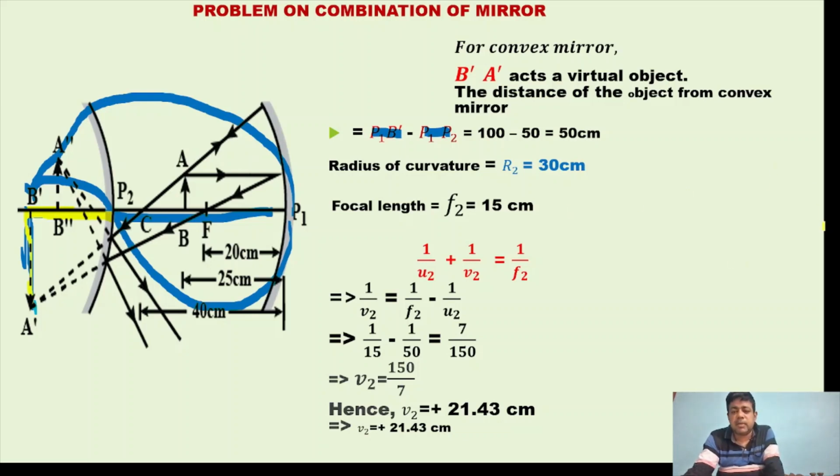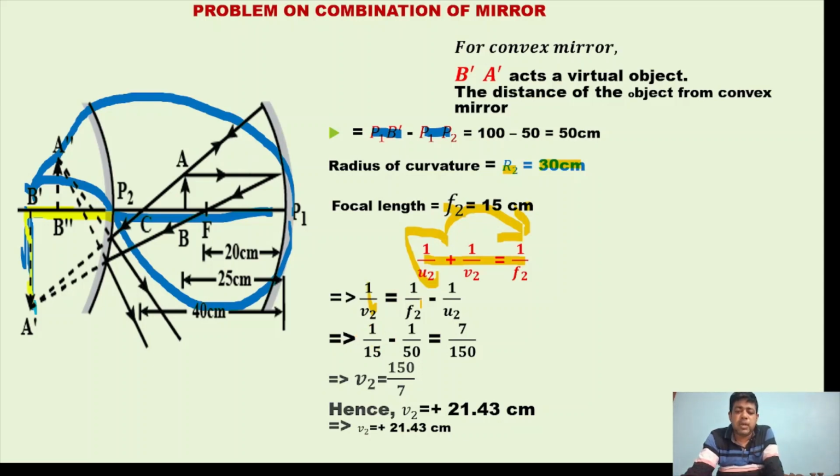Now you know the radius of curvature. What is the radius of curvature? The radius of curvature R2 of the convex mirror is 30 centimeter, so the focal length will be 15 centimeter, half of the radius of curvature. Again you have to use the mirror formula, 1 by U2 plus 1 by V2 is equal to 1 by F2. So 1 by V2 is equal to 1 by F2 minus 1 by U2, with U2 transposed to the right hand side.